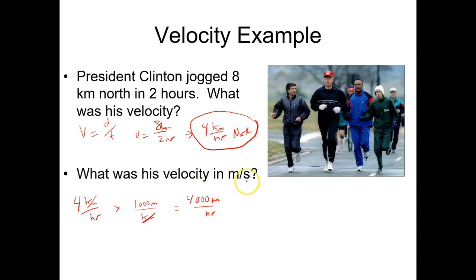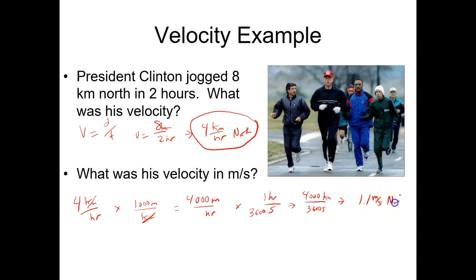So I'm closer, but I'm still not at seconds. I want to get to the seconds. So we're going to do the same kind of thing. I'm just going to multiply it. I want to get hours out of the denominator. So I'm going to have hours up here, seconds on the bottom, which is what I want. And in 1 hour, there are how many seconds? 3,600. So I multiply that out, and I get 4,000 meters over 3,600 seconds. And that would give me about 1.1 meters per second.